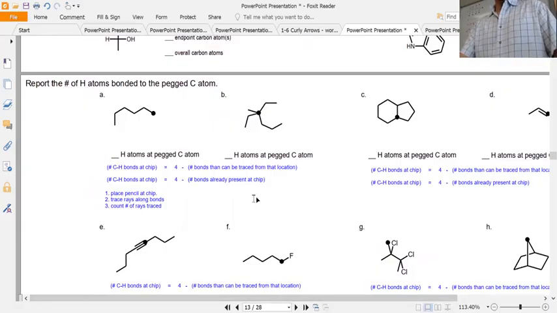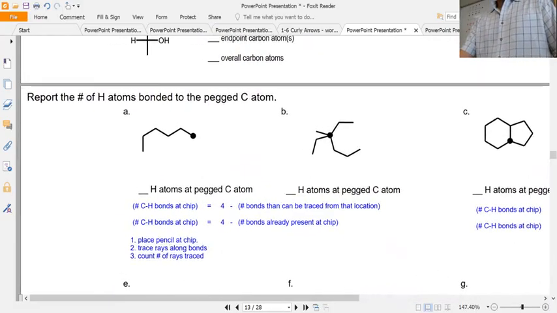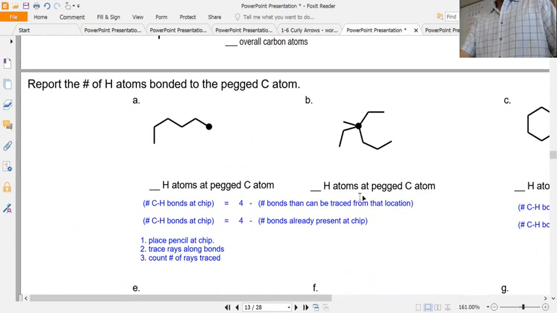And now you'll report the number of hydrogen atoms at the pegged carbon atom. Okay. There's a formula for that and an itinerary. Your possible answers here, everybody, are it could be 0 hydrogens, 1 hydrogen, 2 hydrogen, or 3 hydrogen atoms. 0, 1, 2, or 3. That's your possible answers.